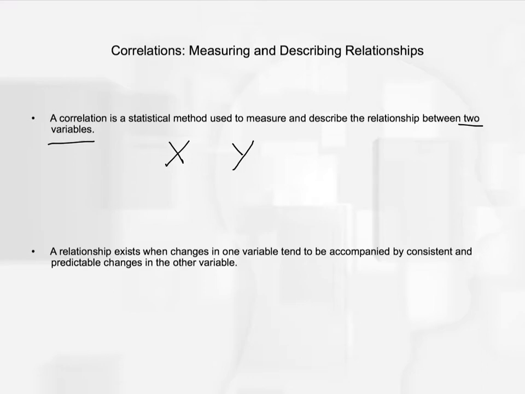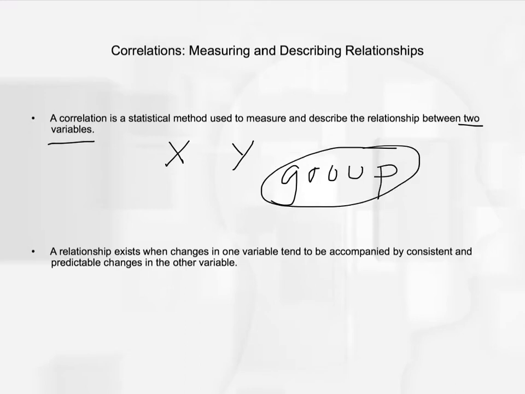But it's always between two variables that we're interested in, and it is a group statistic. In other words, correlations are found out because we study groups. Correlation is not an individual statistic. We don't base a correlation on just determining if there's a relationship between two variables with one person. We use a group.